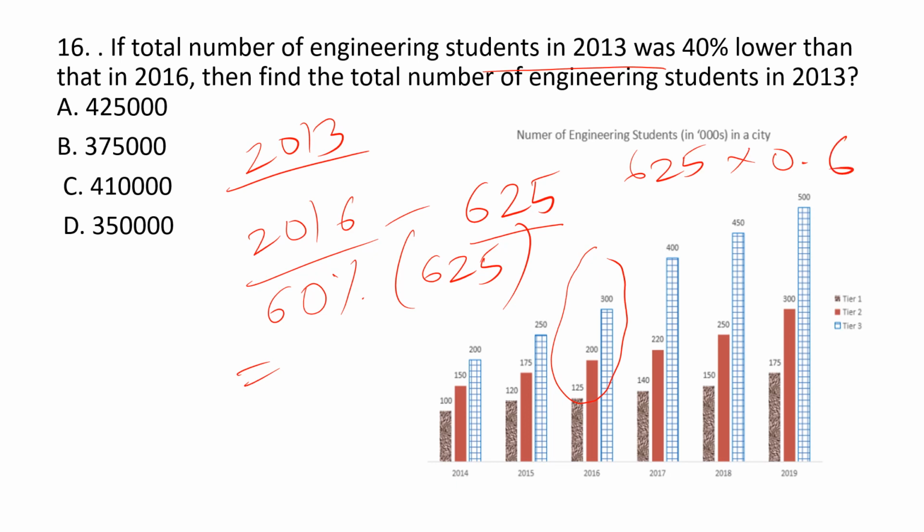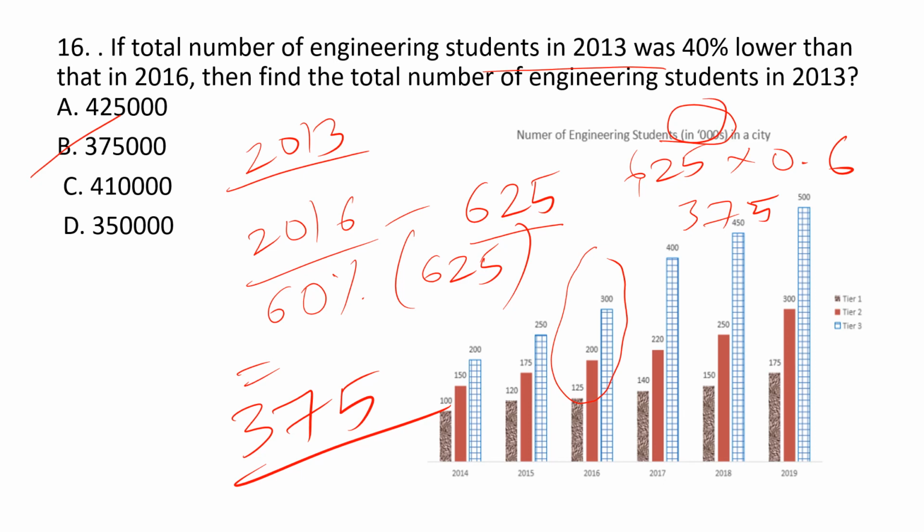That's it. And the answer will be 375. Anyhow, it's in thousands. It's clearly given, it's in thousands. So 375,000.